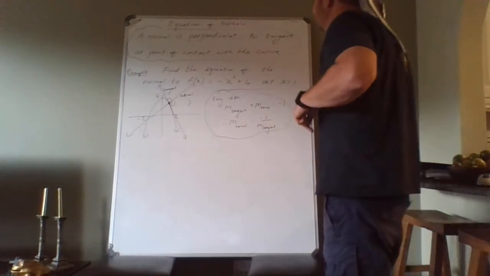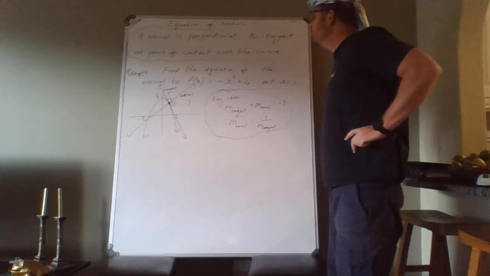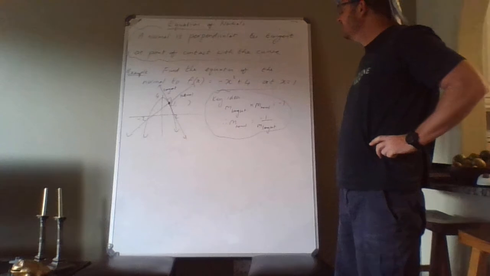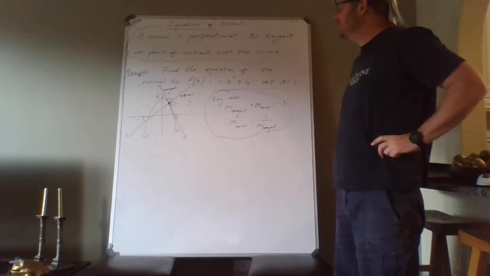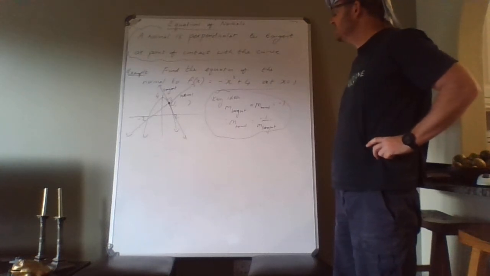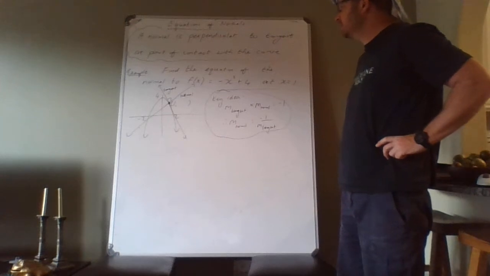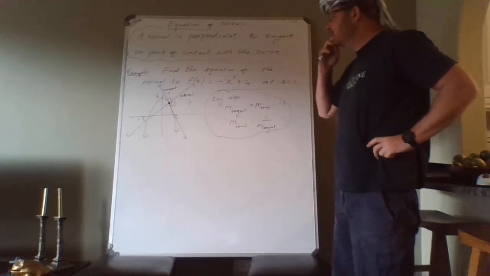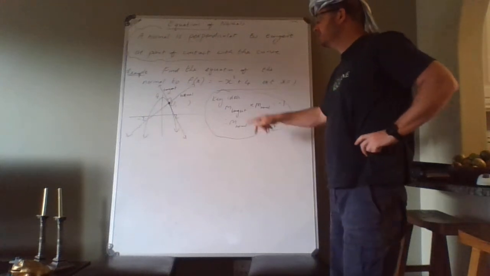Alright, so just the last little thing, equations of normals. It doesn't apply to any of you. A normal, by definition, is perpendicular to a tangent at the point of contact with the curve. In other words, let's just have a look at an example and I'll explain it.